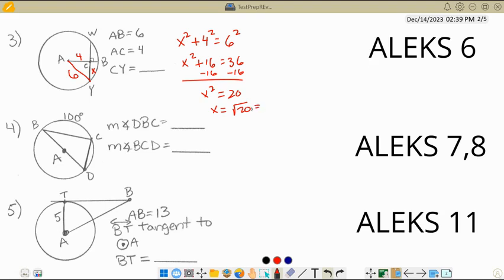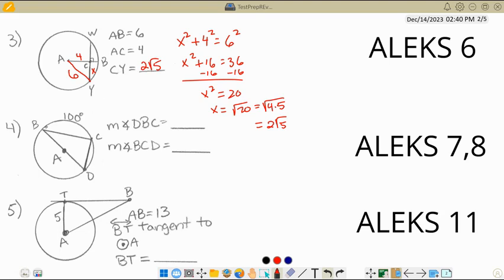Now I said to people, this is probably going to be a 5 out of 5. You can simplify, you get a 6 out of 6. So that's the square root of 4 times 5. And the square root of 4 is 2. So I get 2 square root of 5. So right over here, 2 square root of 5. This is the Pythagorean theorem, right? You got to use that on problem 3.